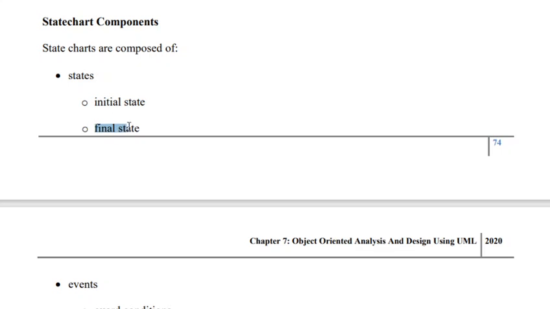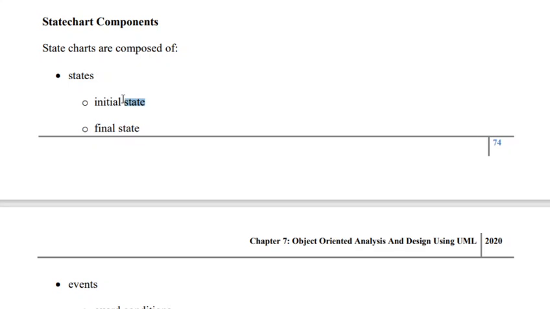Final state. This is the state beyond which we do not have any state. This is the point in time when the object is actually destroyed. This is also a pseudo state because at this point in time, since the object is destroyed, we do not have any values for the attributes of the object, and it's represented with the help of a bullseye. So these are the four important characteristics of initial state and final state.